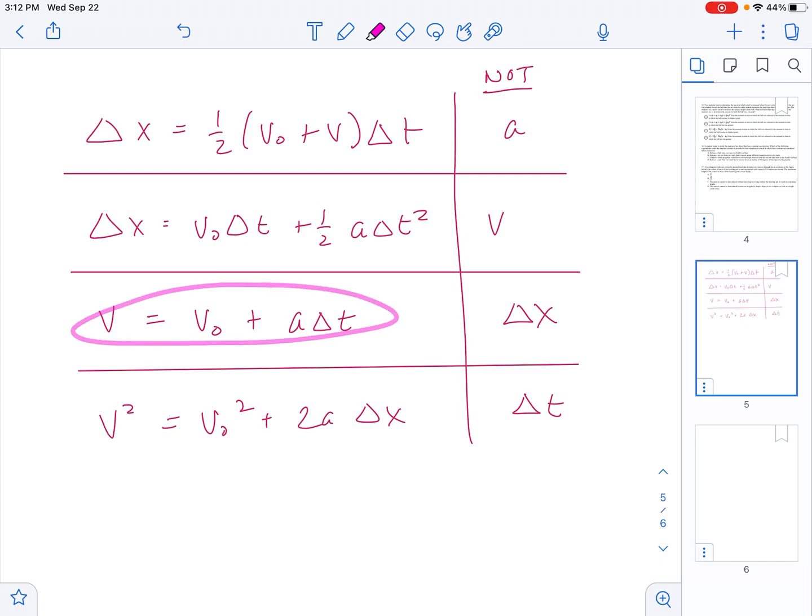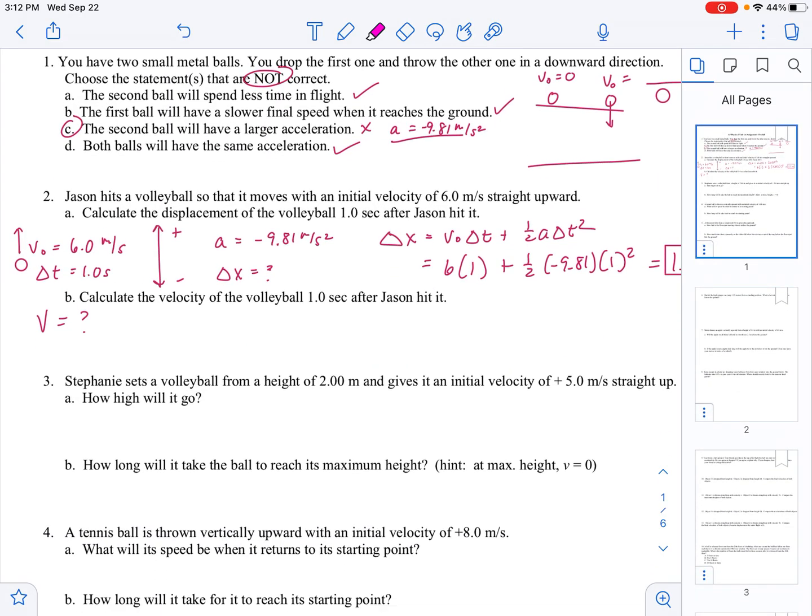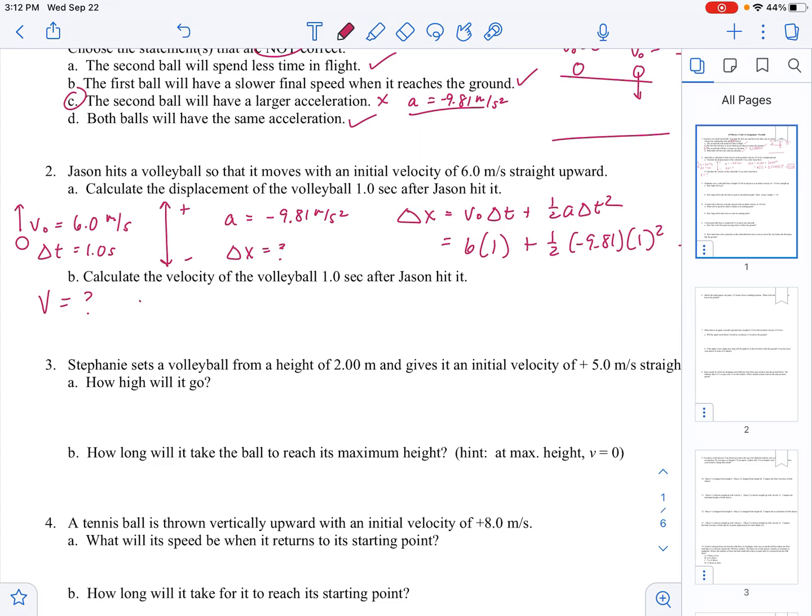I'm looking for final velocity, and this equation doesn't have any squareds or square roots in it, so I'm going to use this one. We've got that v, final velocity equals initial velocity plus acceleration times time. Initial velocity was 6, acceleration is negative 9.81, and time is 1. And when I calculate that in my calculator, I get negative 3.8 meters per second.